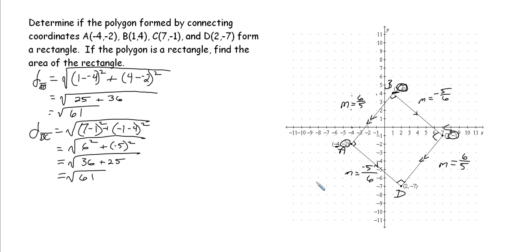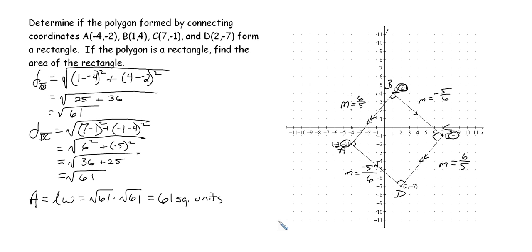So as it turns out, since these two line segments are equal, this one is a square, but the area of a rectangle is length times width. So we have the square root of 61 times the square root of 61, which gives us 61 square units for our area.